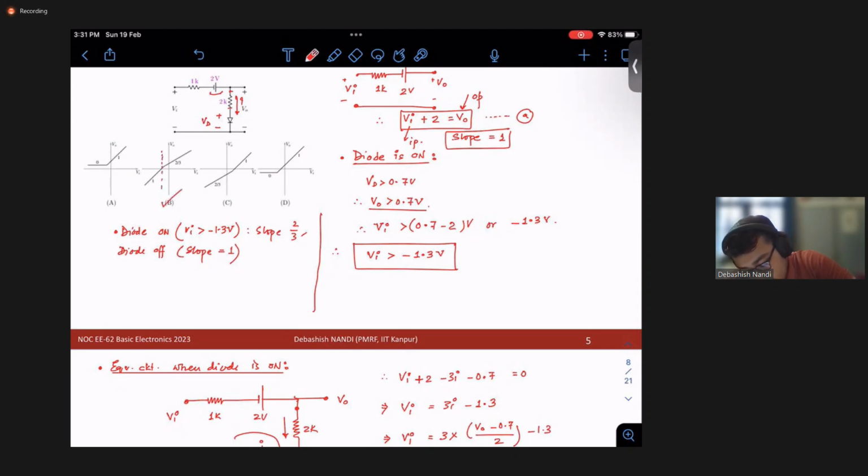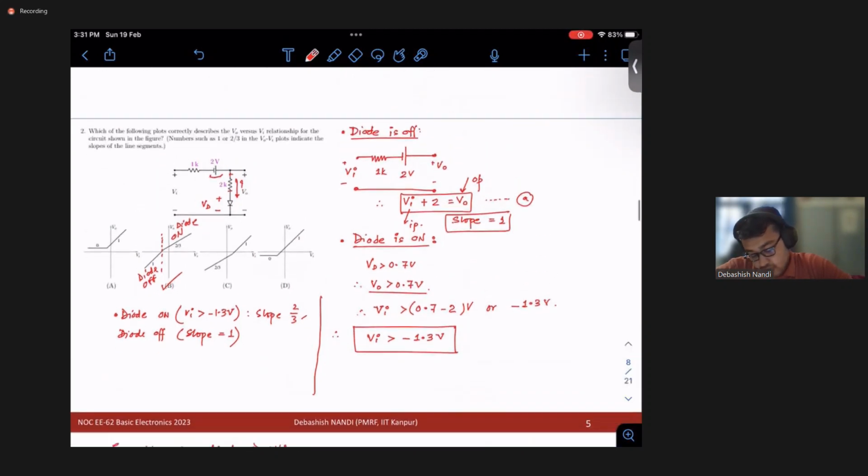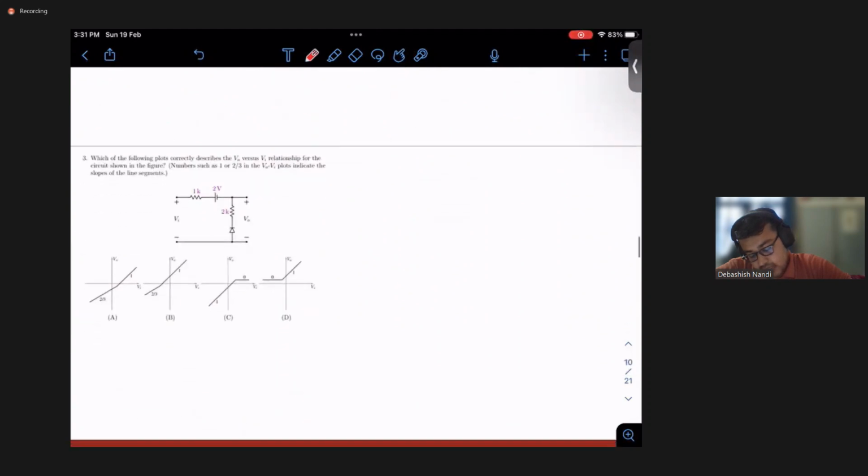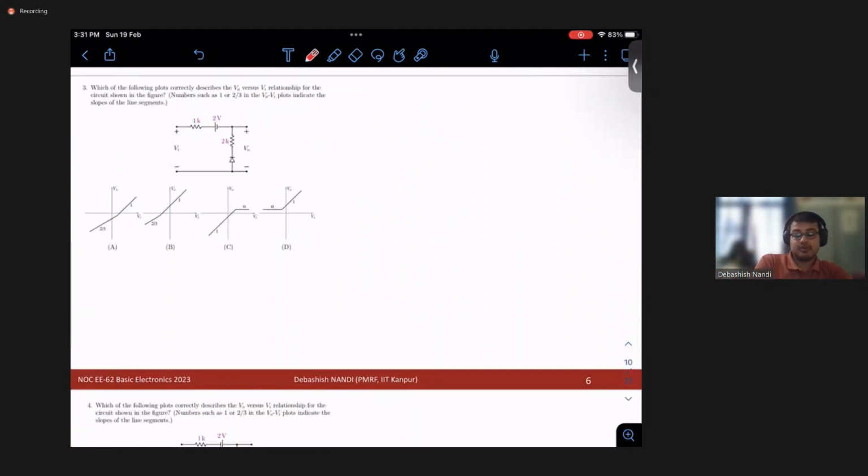Here Vi is around minus 1.3, so it is also matching. And beyond this, the diode is on. Here diode is on. Here diode is off. So this takes care of problem number 2. Then moving on to problem number 3.